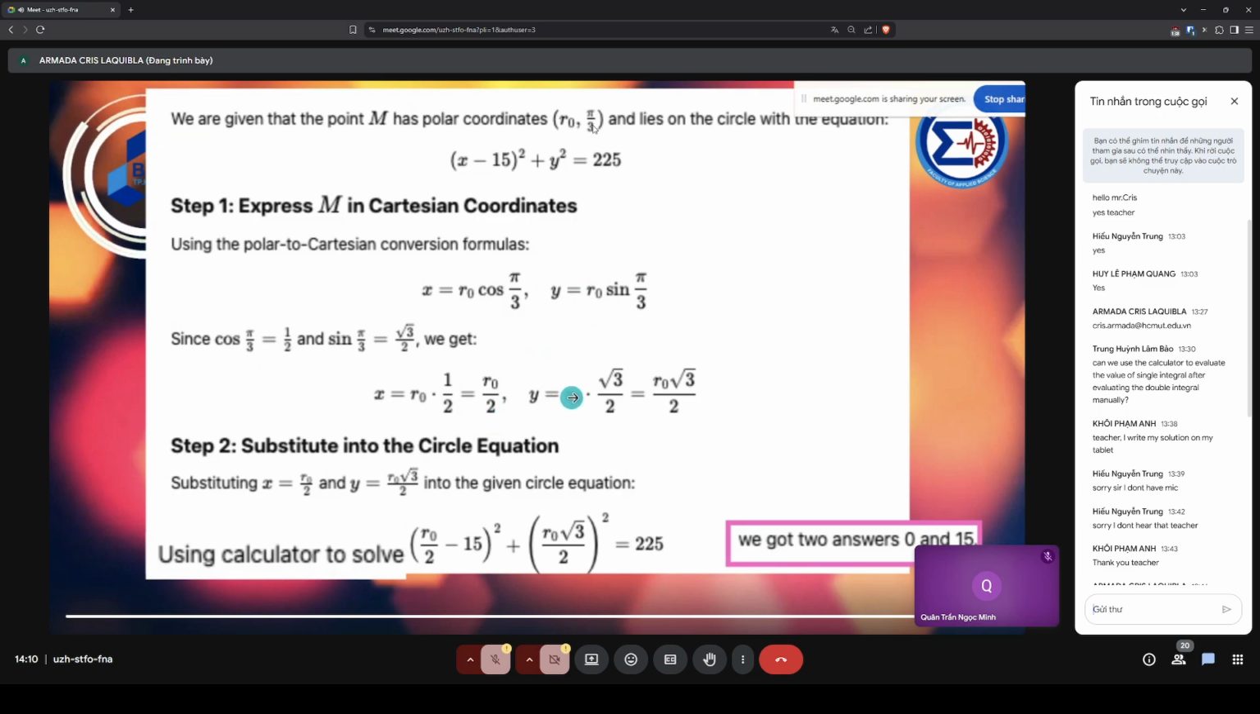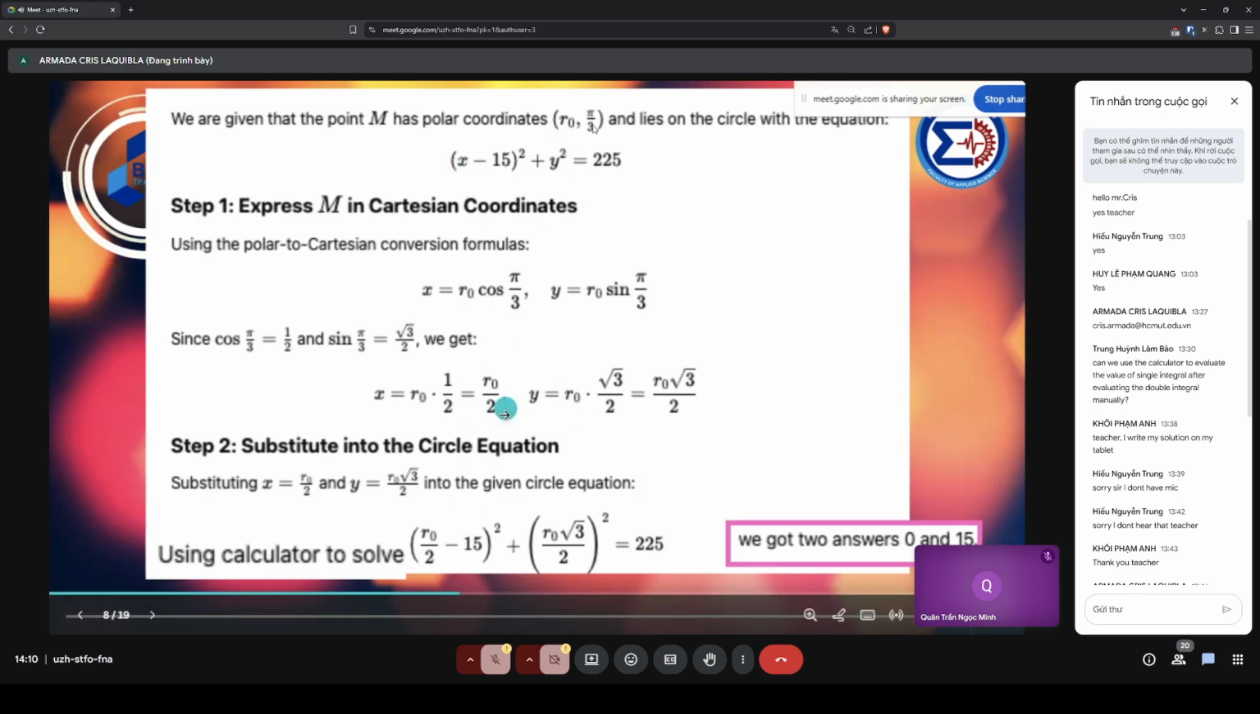Now for your y, the sine pi over 3 is square root of 3 over 2. So your y is r sub o square root of 3 over 2. So this is now your new y, and this is your new x. What to do, class? This is very easy. Substitute the value of your x and y there in your equation.